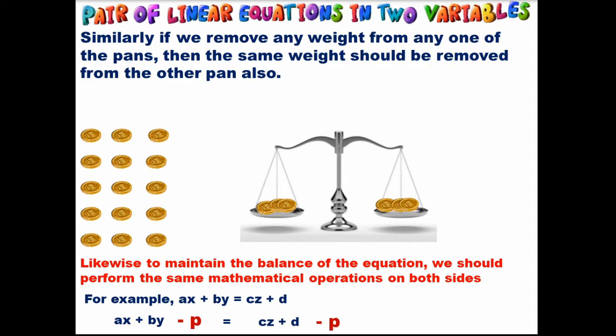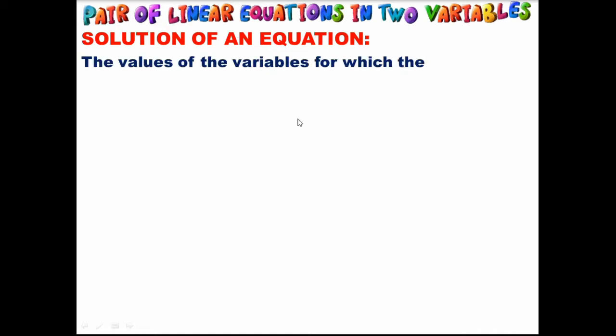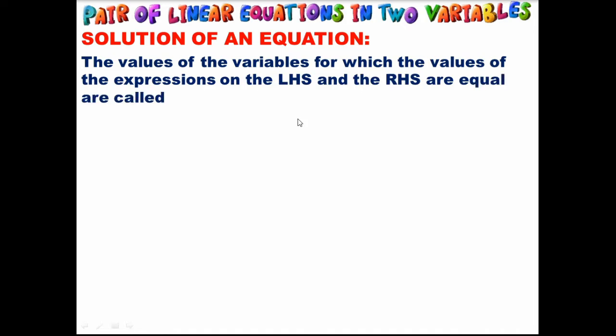So this is the important aspect of equations. Whatever mathematical operation we perform on any one side of the equation, the same operation should also be performed on the other side of the equation so that the equality of the equation is not disturbed, right? We learned what an equation is, and we will also see what the solution of an equation is. We define the solution of an equation as the values of variables for which the values of the expressions on the left hand side and right hand side are equal, right?